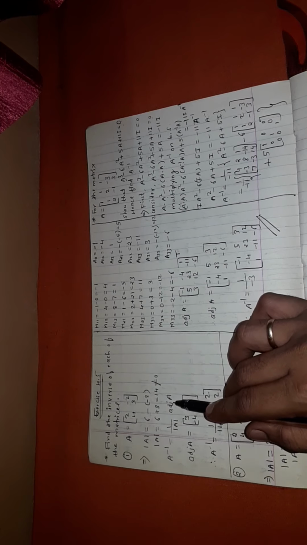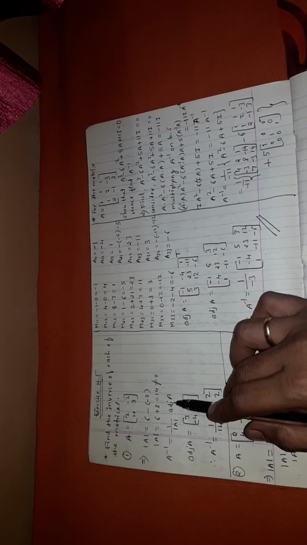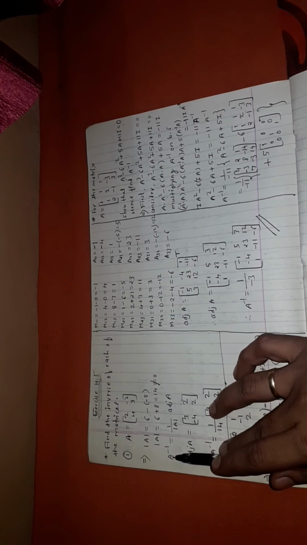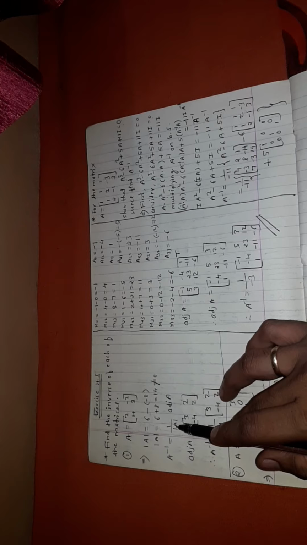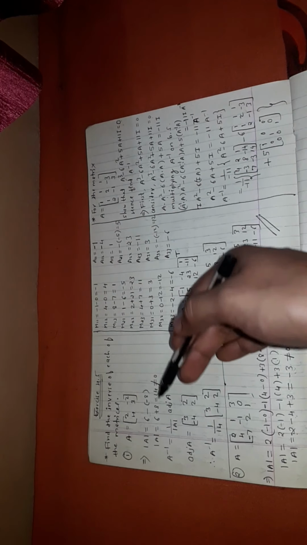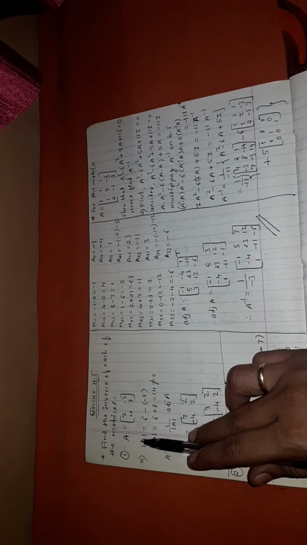As you know, to find the adjoint of A, we want cofactors, and to find cofactors, we want minors. So to find the A inverse, we have to start with the determinant A. First you find determinant A, then minors, then cofactors, and then adjoint, and these values you substitute into the formula. So first we find the determinant A value.